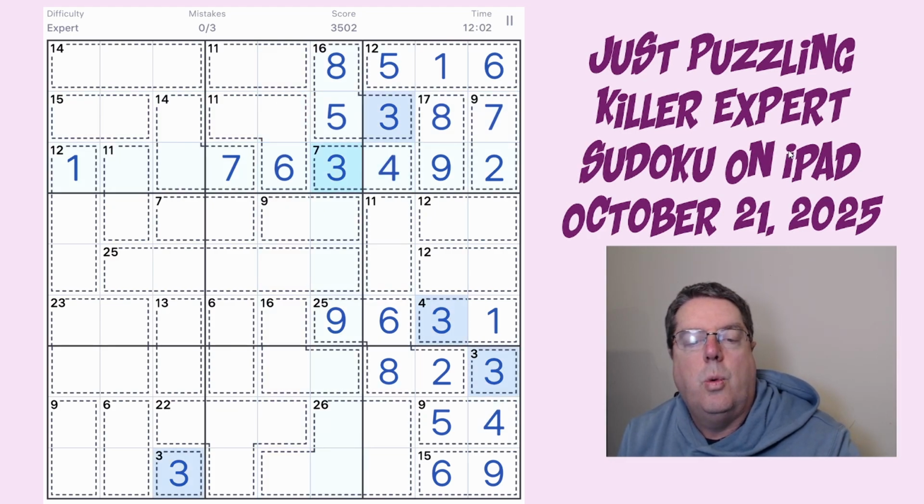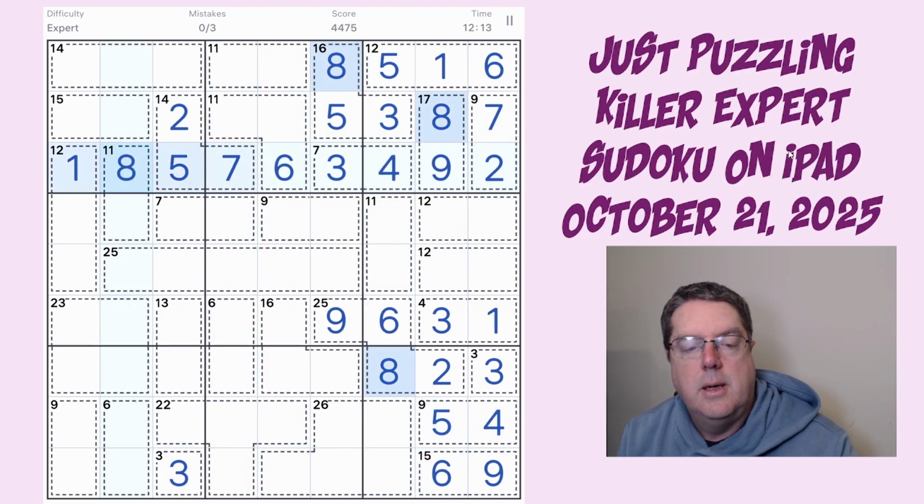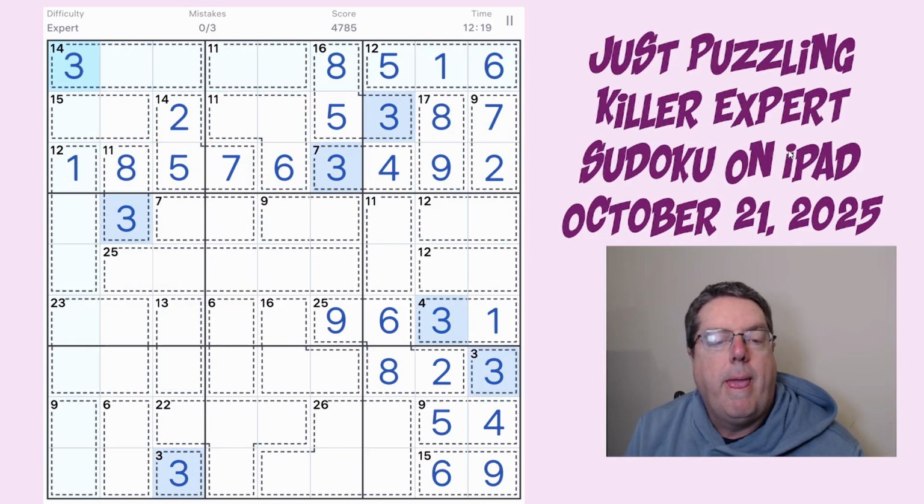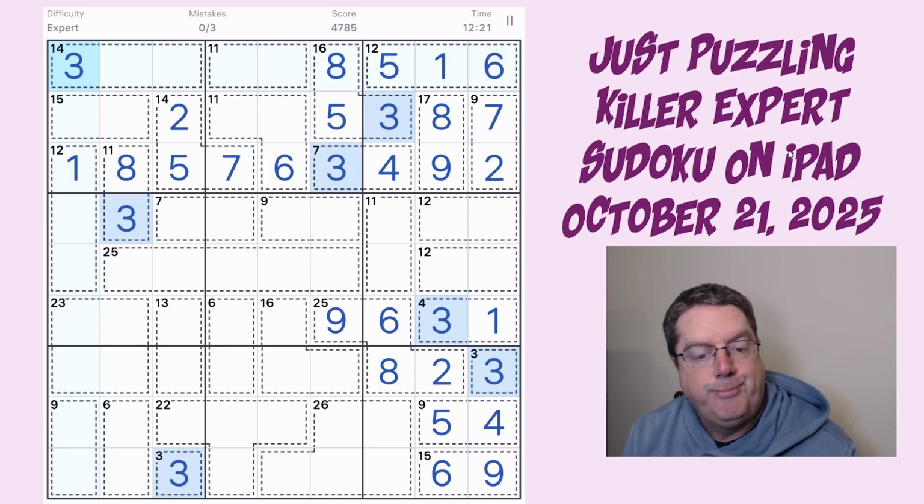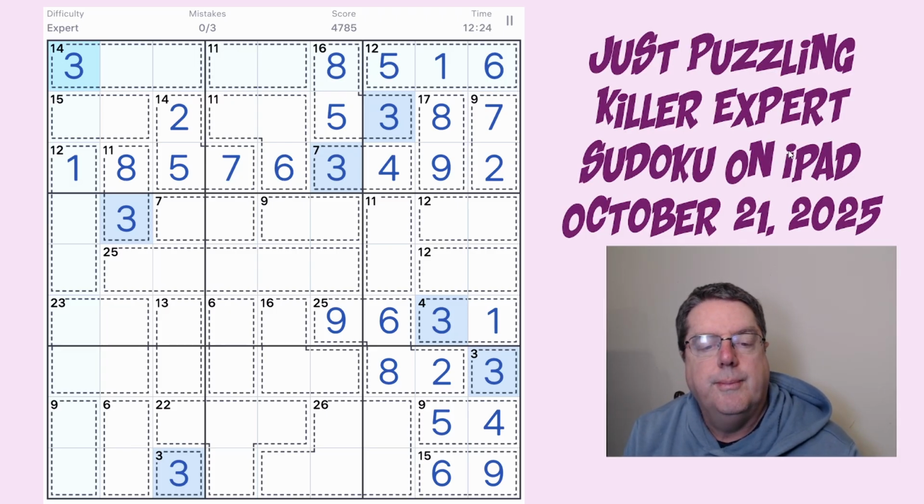So 3 and 4, so this is 5 and 2. 5 can't be there, so this is a 5, leaving this to be the 2. 1, 2, 3, 4, 5, 6, 7, 8, and 3. 3 comes up here, 3 comes up here, so that's a 3 there. 4 and 7. 9 and 6. 1, 2, 8, 6.